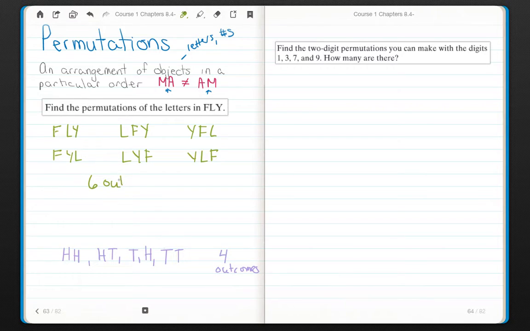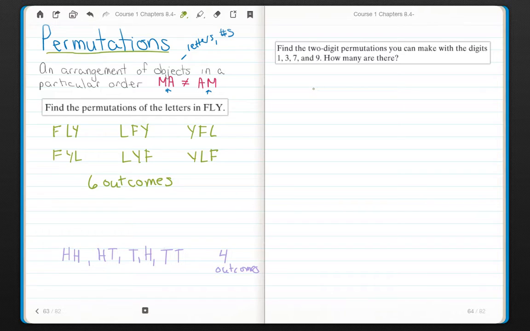So there are a total of 6 different outcomes, independent, not the same. Yes, they're all using the same letters, but they're arranged in a different order. That is called permutations. Okay, so you can do the same thing with finding the 2-digit permutations you can make with the digits 1, 3, 7, and 9.